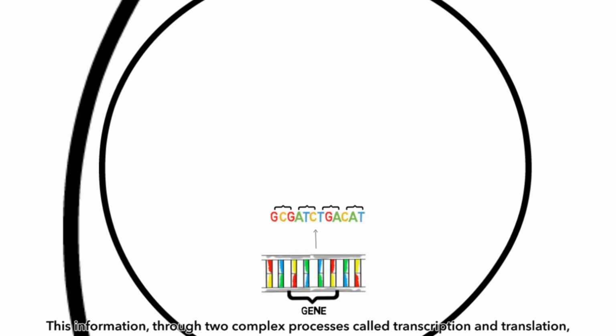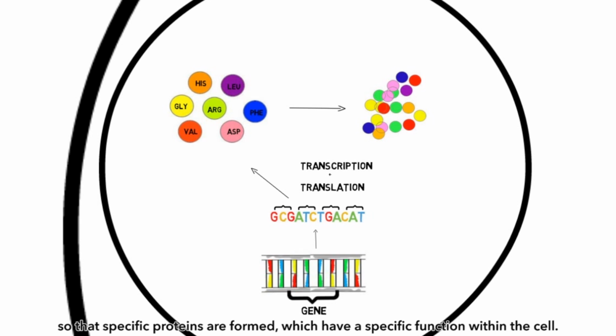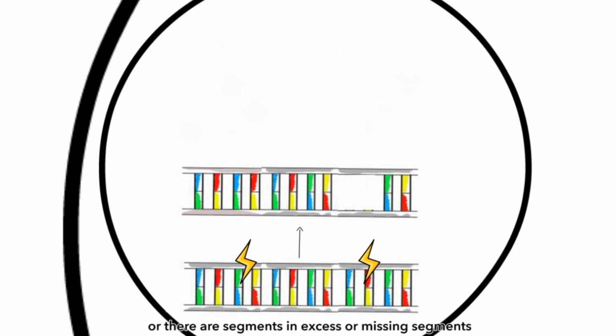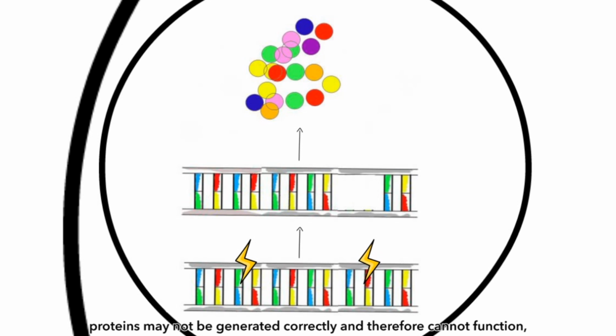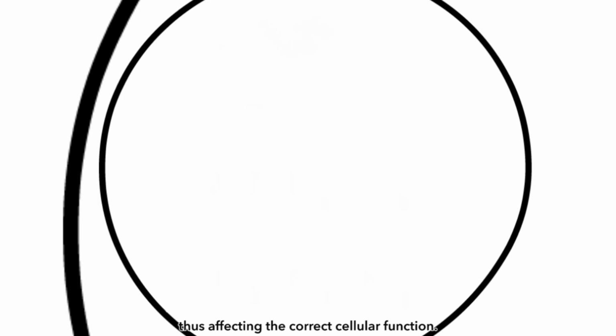This information, through 2 complex processes called transcription and translation, translates into the specific combination of some of the 20 amino acids, so that specific proteins are formed, which have a specific function within the cell. Therefore, if the DNA information is badly written, changed, or there are segments in excess or missing segments, proteins may not be generated correctly and therefore cannot function, thus affecting the correct cellular function.